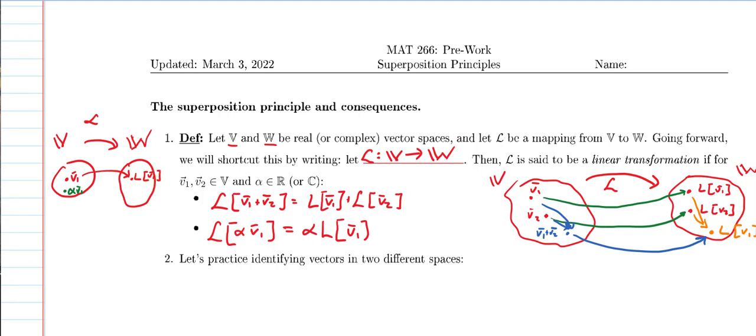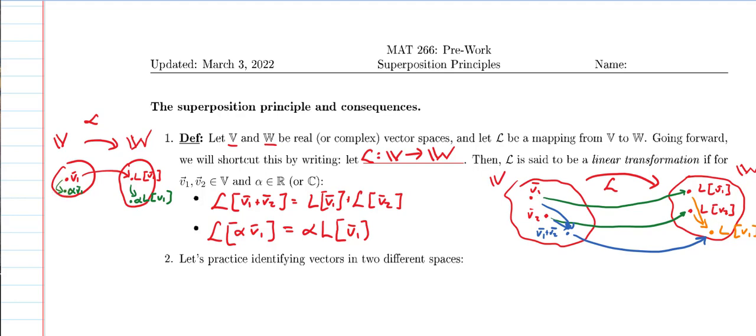And if I then multiplied that result by alpha in this other vector space, maybe I end up with this vector right here. Here I'd have alpha times L of v1. And for this transformation L to be linear, then it must be true that if I first multiply my vector by alpha and then do the linear transformation to it, I end up in the same place.